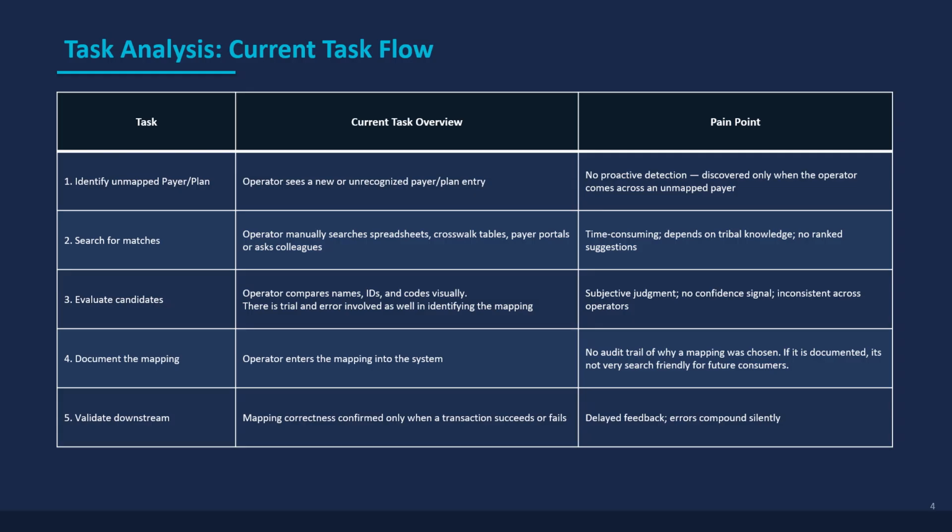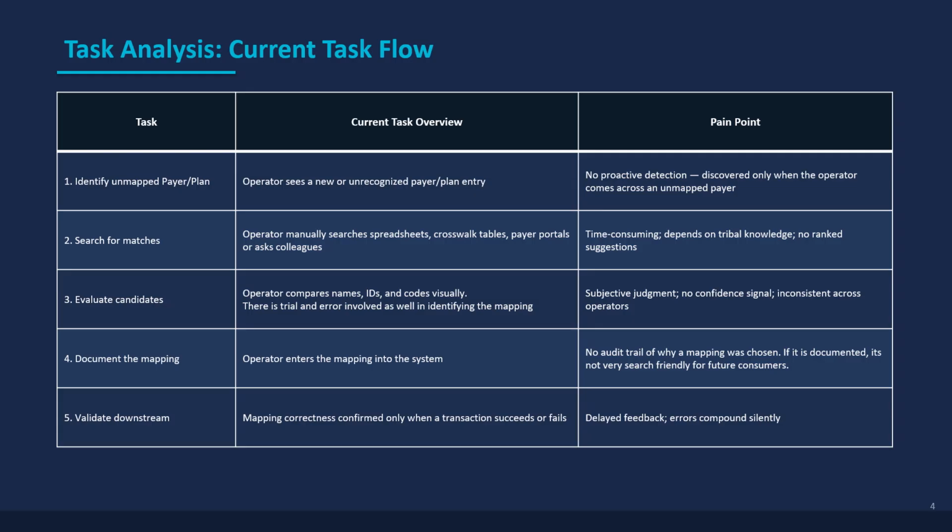Step 3 is evaluating candidates. Operators compare payer names, payer IDs, and plan codes visually. There is trial and error involved in identifying the mapping. This evaluation is very subjective to judgment. There is no confidence signal provided by the system and it's inconsistent across operators.